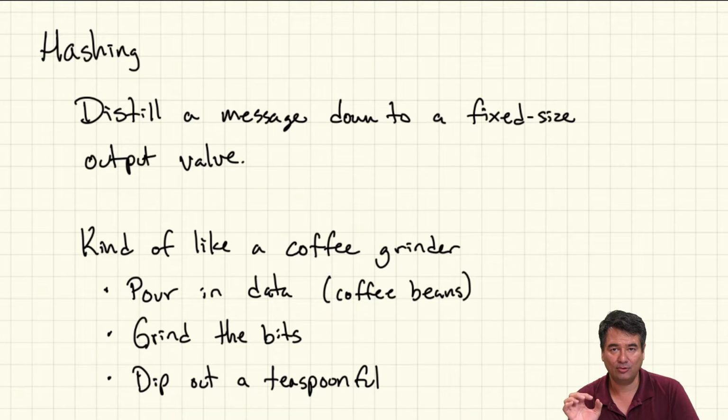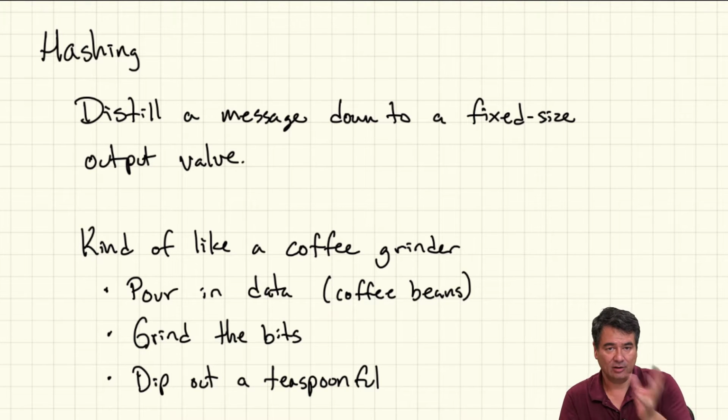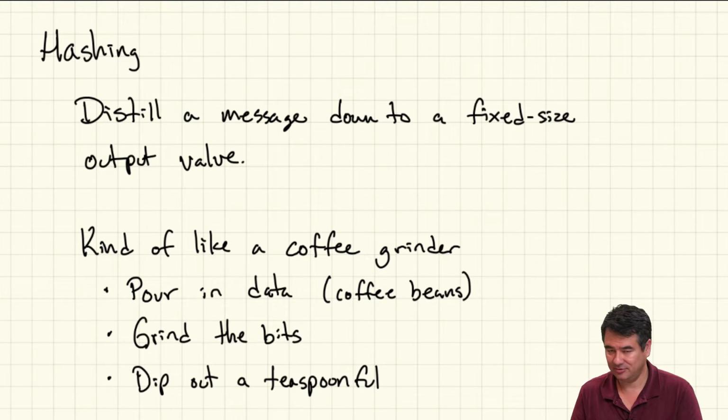So every time I pour in the exact same data, I will get the exact same output out. But if anything is out of place, one of those coffee beans is a little bit rotated, one of them is missing, two of them are in swapped positions, one of them is a little bit bigger or smaller than before, then I will dip my spoon in and I will get a different value coming out. And in fact, the way the hashing algorithms work, it's completely different. It bears no resemblance at all to the one I got originally. Okay, so that's the idea behind a hashing algorithm.